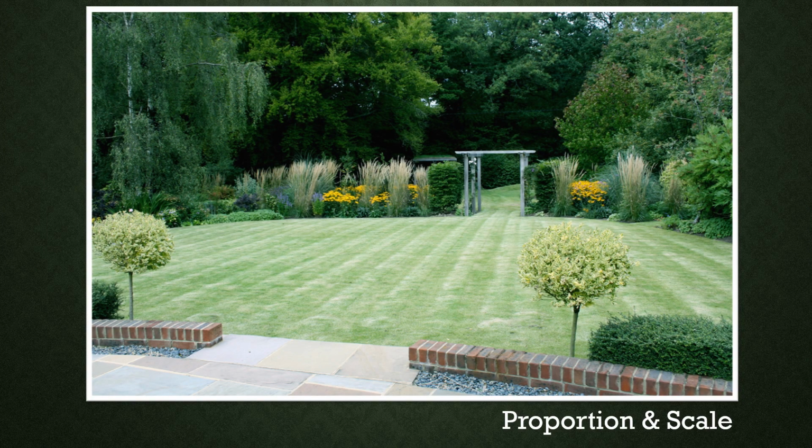Proportion and scale, very important. Here we have a large garden, so it can handle a large lawn, a large patio, a large border with a large arbor. So think of the size of your garden. Just because you have a small garden doesn't mean you can't put big things in, but you have to be selective and maybe only put one in, like a nice tree, and again, maybe go for something columnar or something that you can espalier if you've got limited space.